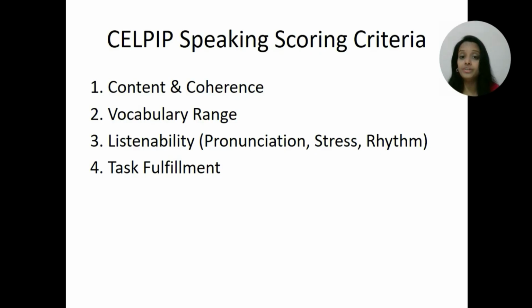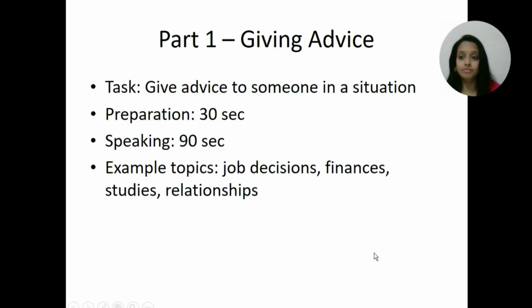Now let's move to the first four speaking tasks. Part one, we call it giving advice. Here is the task structure. You will see a situation where someone asks for advice. Example situations include choosing a job, solving a roommate problem, managing time at university, or deciding whether to buy something expensive. For these kinds of prompts, you get preparation time of 30 seconds and speaking time of 90 seconds. This is the longest speaking response in the first four tasks.